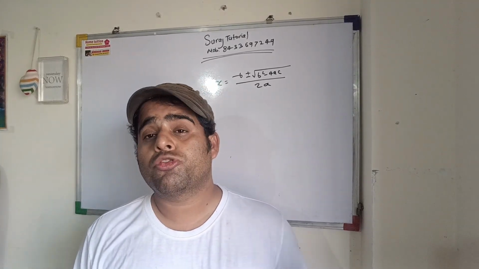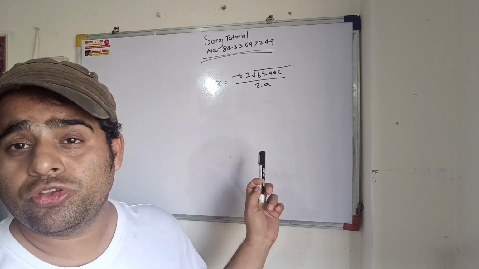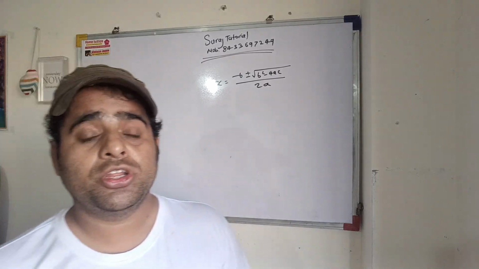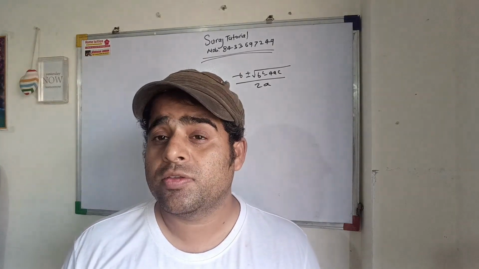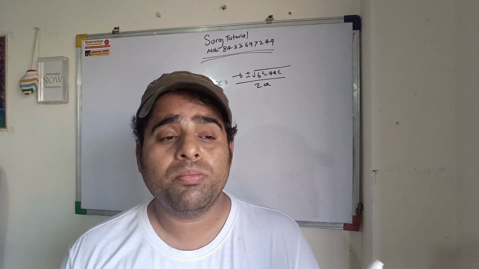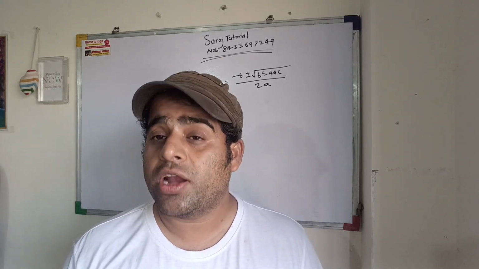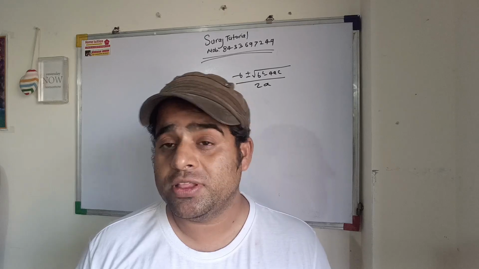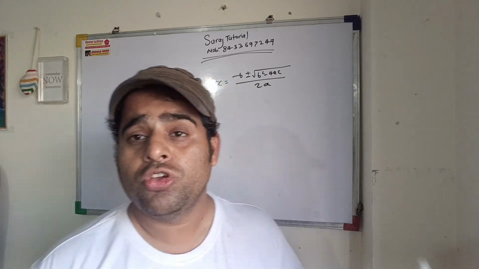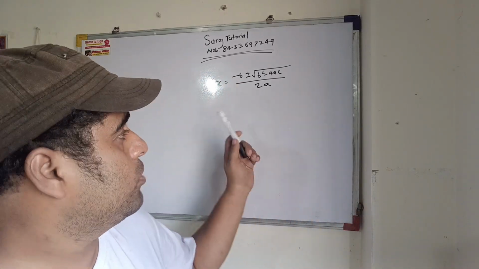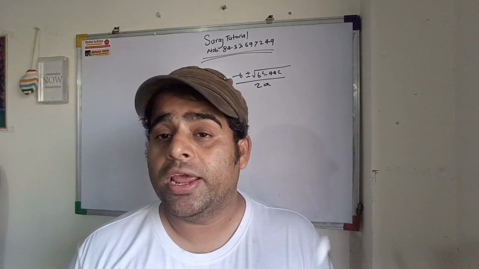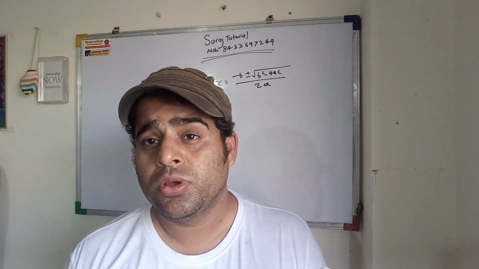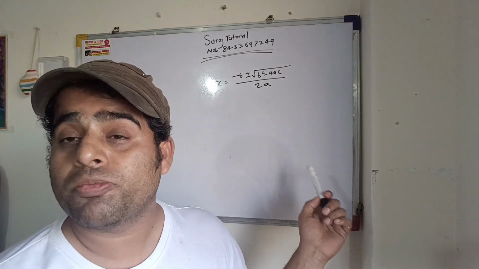In this video, I'm going to explain how this formula comes. You know that in a quadratic equation, you can find the value of x by factorization. But some quadratic equations are unfactorizable. You cannot factorize it. So how can you find the value of x in that case? In that case, you apply this formula. By this formula, you can find the value of x in a quadratic equation. You can solve it. But how this formula comes, I'm going to explain here.